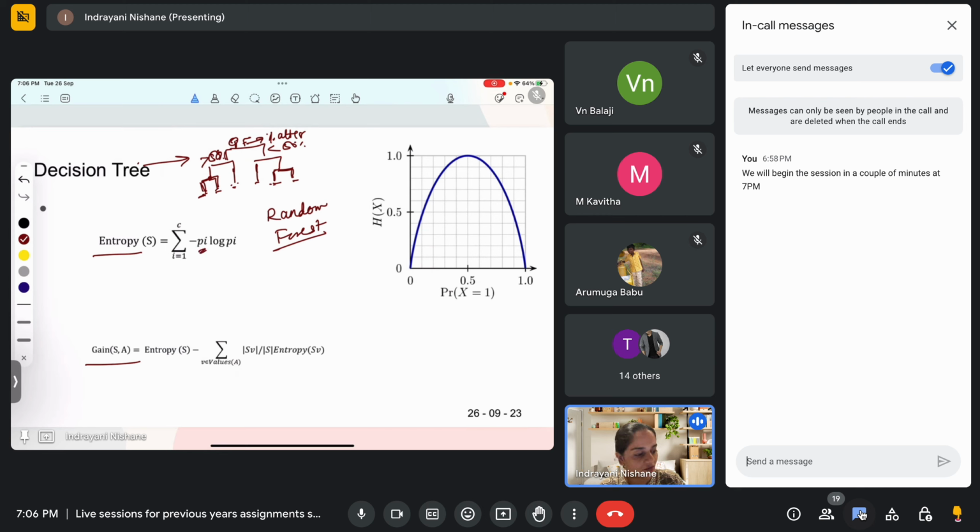So pi would be the probability of that particular class or that particular feature with respect to our dependent feature. The dependent feature is what we want to predict, like their performance, their marks in the final exam. So that would be the independent feature.